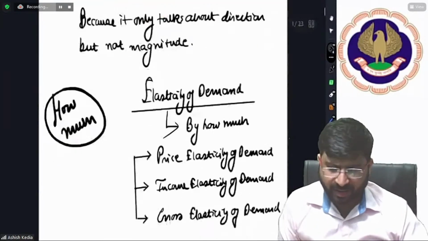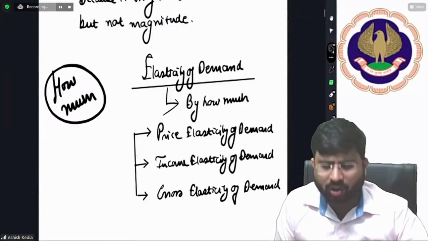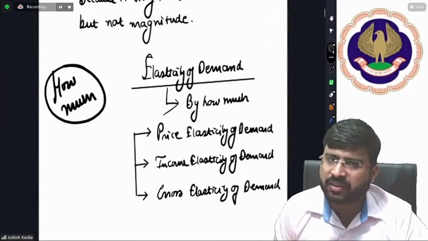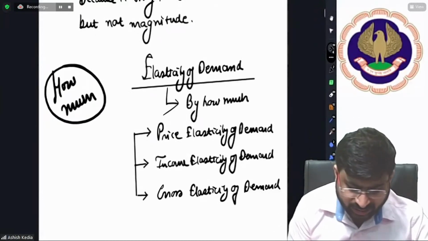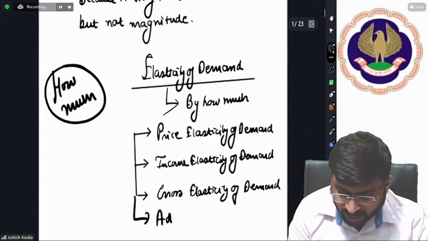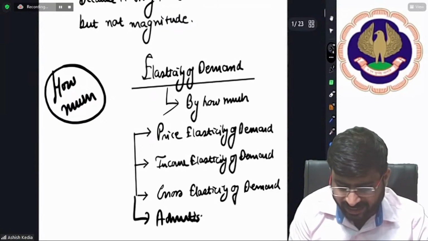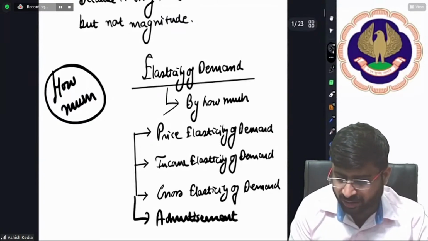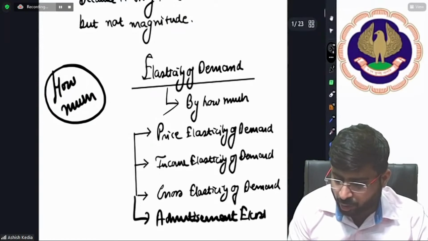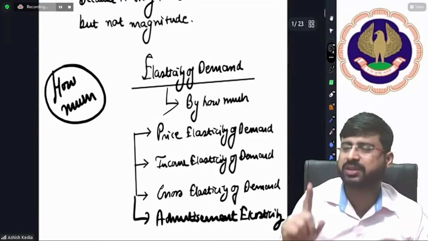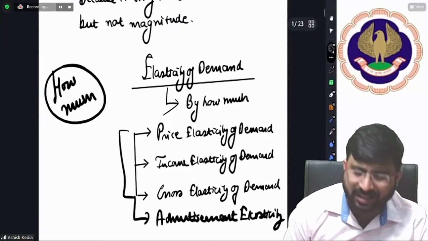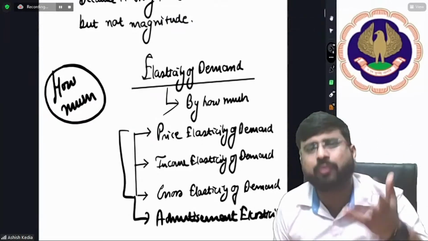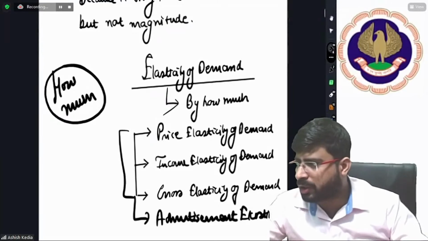So with that being said, now let me tell you, there are three concepts mainly of elasticity that we study. Price elasticity, income elasticity, cross elasticity. There is also something called advertisement elasticity. But I'll tell you one thing: if you all do smart work now, if you understand any two or three of these, others will become very obvious to you. So don't worry about that.